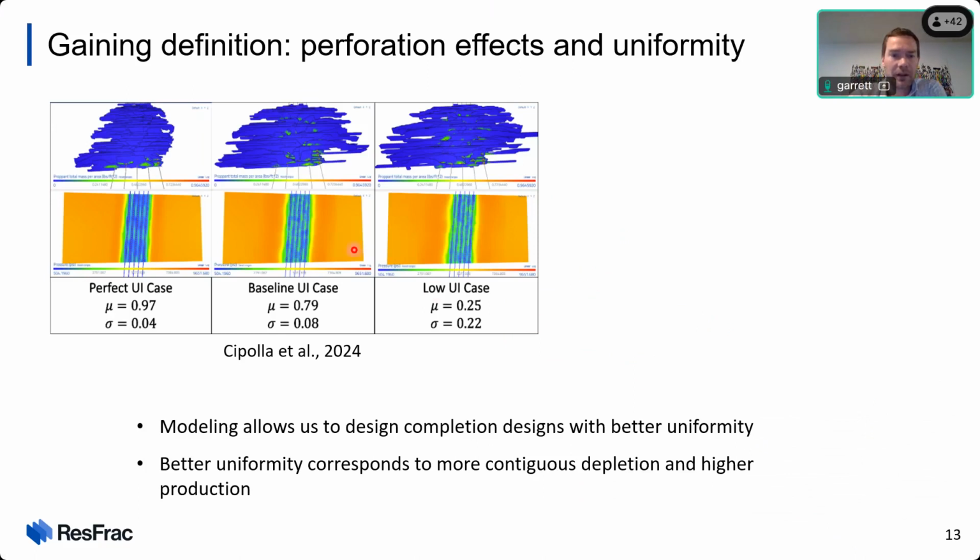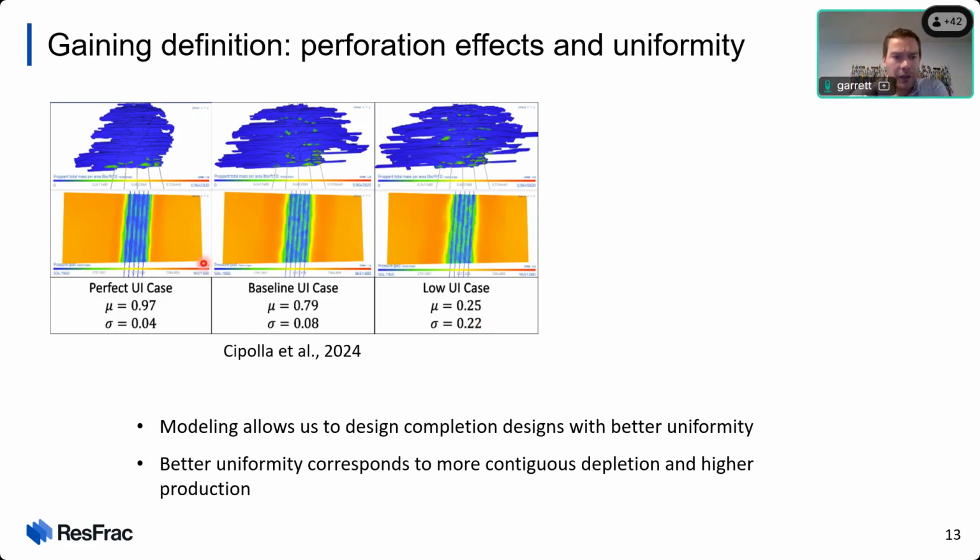So this image on the left is showing different uniformity indexes. You can think of a uniformity index of 1 as meaning that every single cluster perforation received the same amount of proppant. That would be the ideal design. A uniformity index of -1 would say that all of the proppant went out one cluster and the other clusters got 0 proppant. So that's the worst case, right? Why did you even perforate the other clusters?